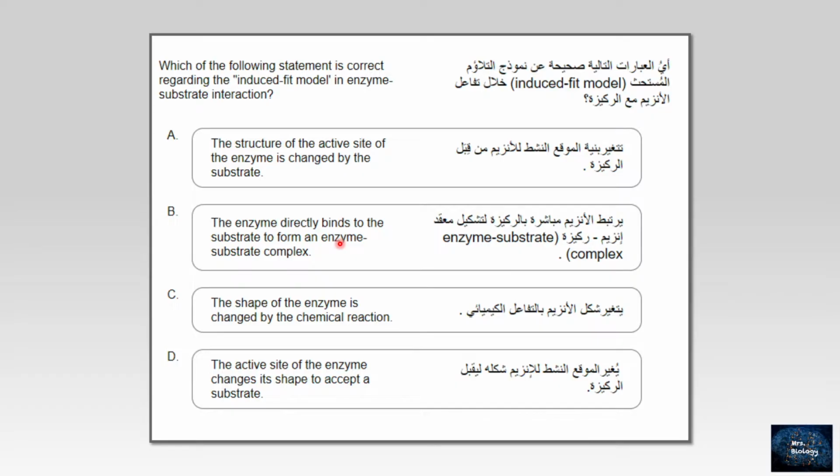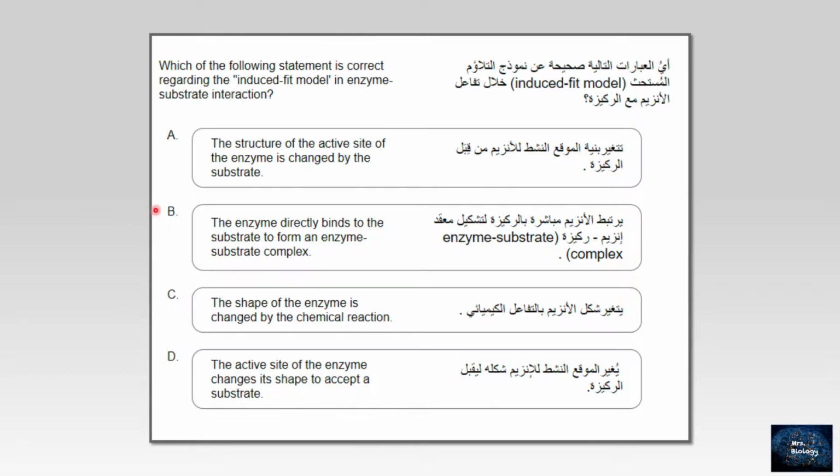Actually, no. C. The shape of the enzyme is changed by the chemical reaction. How come? It's a catalyst. That means reusable. So if that happened, we cannot use it again. That's wrong. D. The active site of the enzyme changes its shape to accept a substrate. Why change? We have for each substrate a specific enzyme. I doubt this is the right answer.